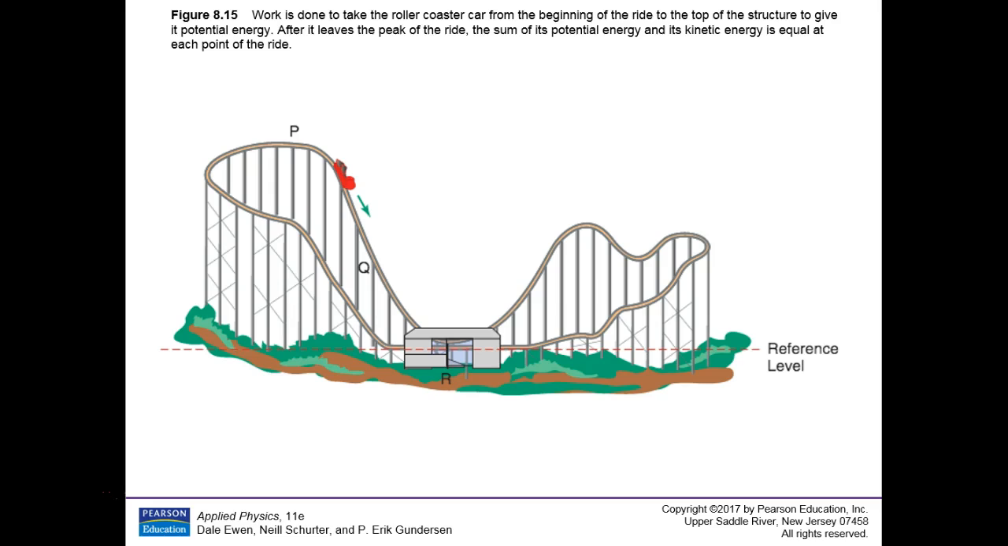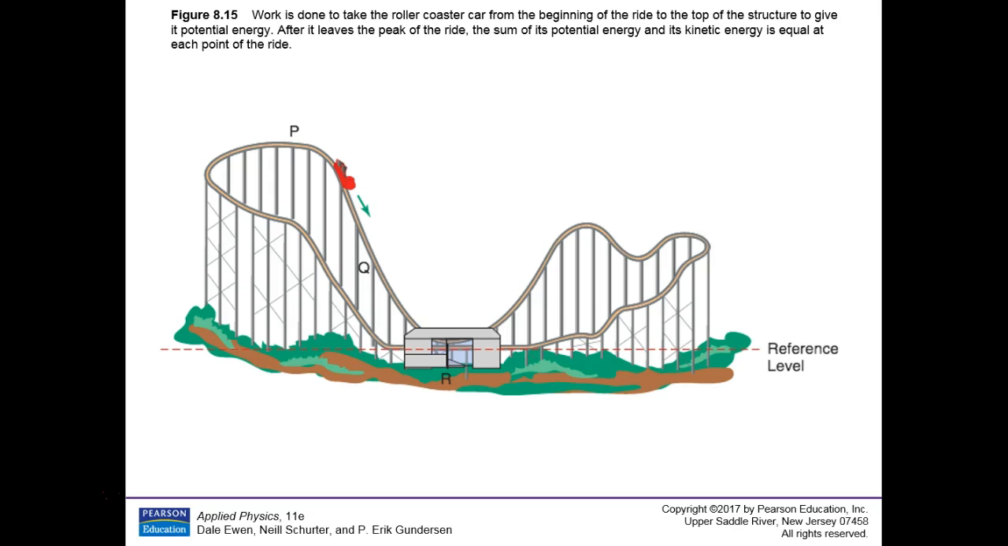What it doesn't say at the top because it cut off. It says work is done to take the roller coaster car from the beginning of the ride to the top. That was the trolley, or whatever it is that's pulling you up there. That was the work being done. The exact amount of work they did to get you up there is now your potential energy, because you're not moving up there, at the top of the structure, to give it potential energy.